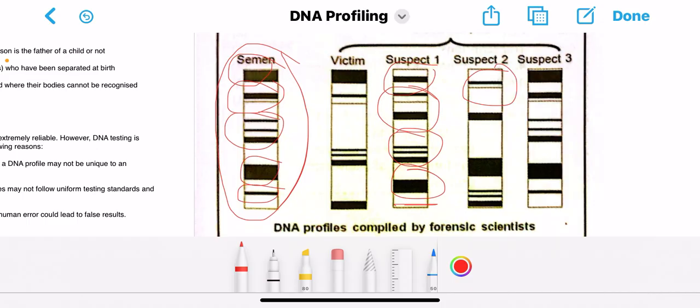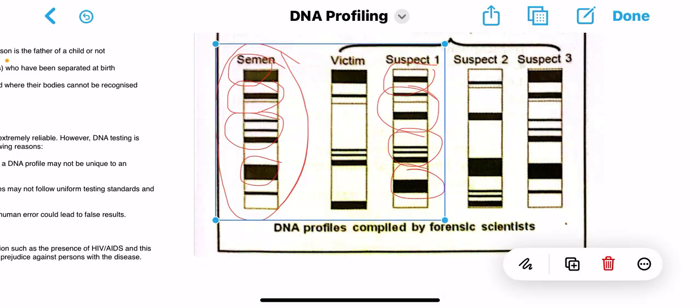Second suspect also doesn't match with this one. But the third suspect, the first 3 bars, they do match. Second 3 bars, they do match. The last 3 bars, they do match. So meaning that the victim was raped by suspect number what?